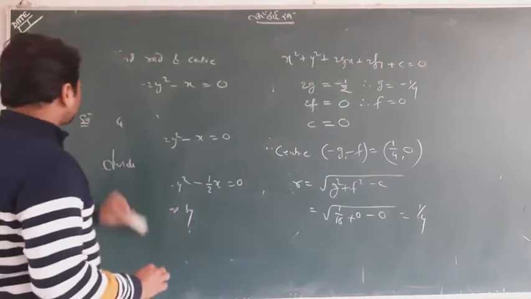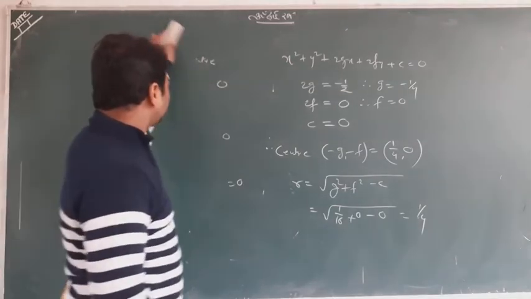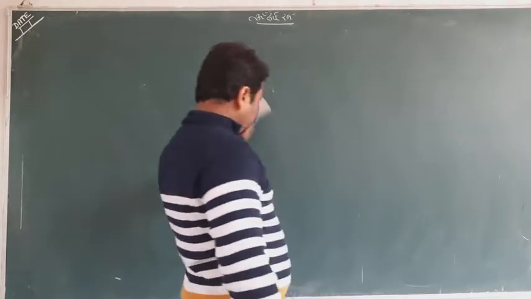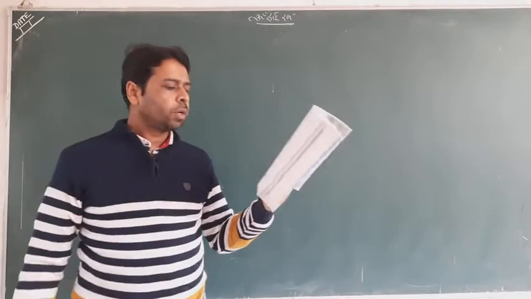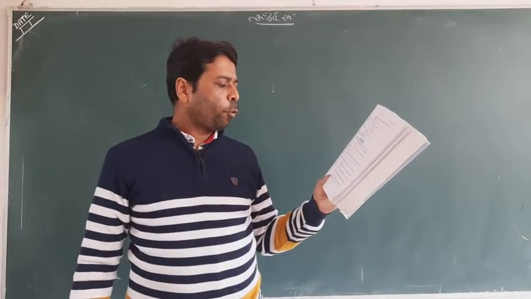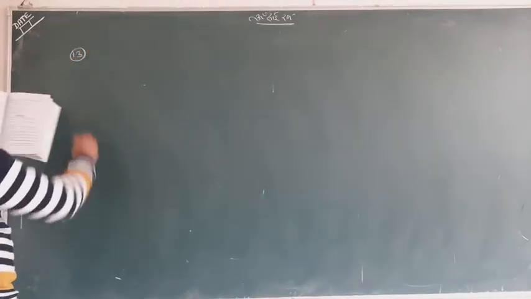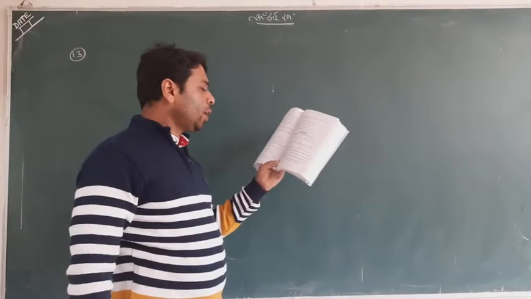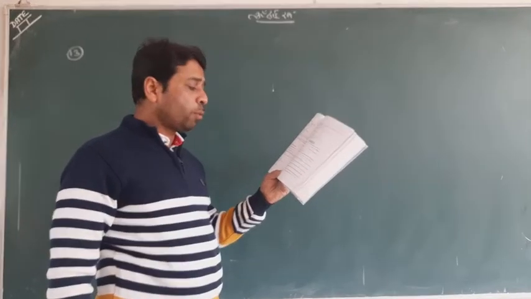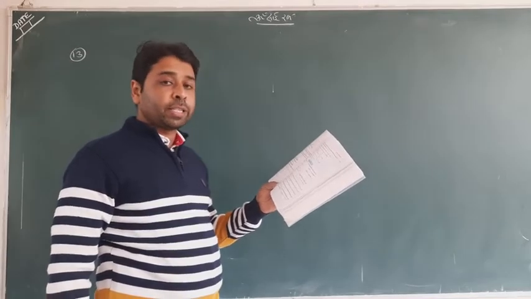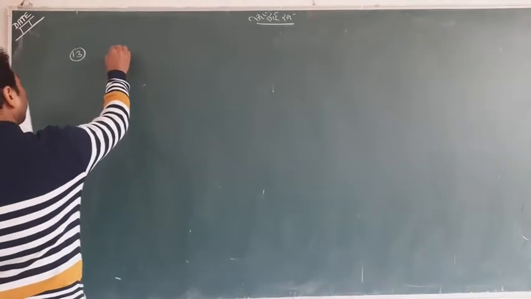So let me run this question. Question 9 I have done. Questions 10 and 11 are the same as example number 4. Now I am telling you question number 13. Question 13 says, find the equation of a circle passing through the origin and making intercepts A and B on the coordinate axes. Very interesting question it is. Find the equation of the circle.